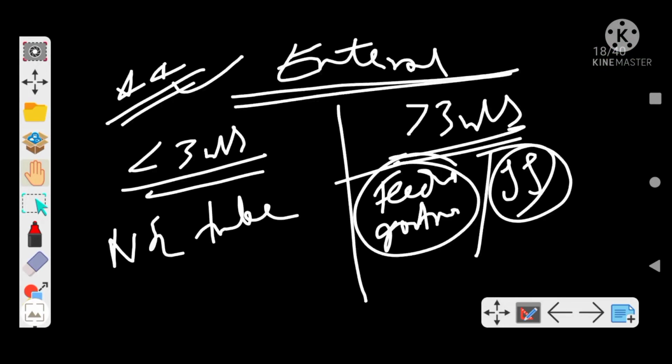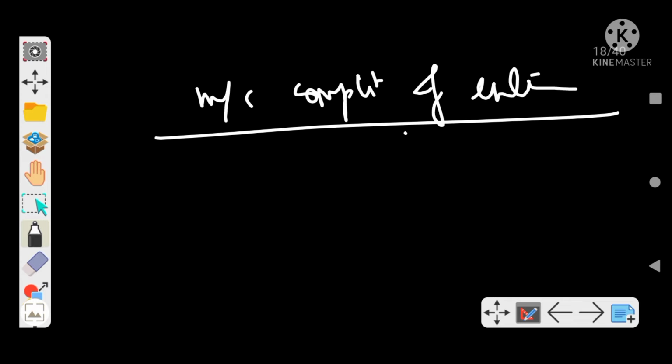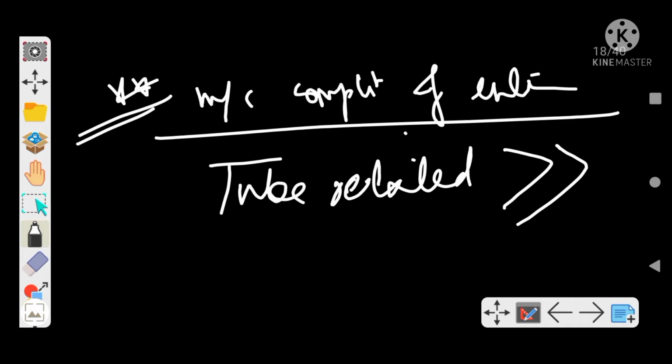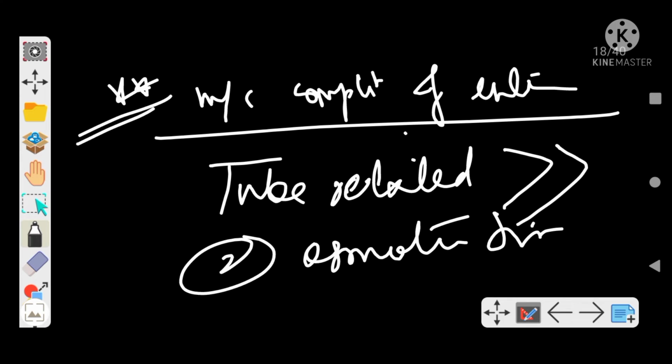Now coming back to another question, they asked about the most common complication of enteral nutrition. Very important. The most common complication is tube related complications. Tube related complication is more common as compared to osmotic diarrhea. So osmotic diarrhea becomes your second most common complication, the first one being the tube related complication, right?